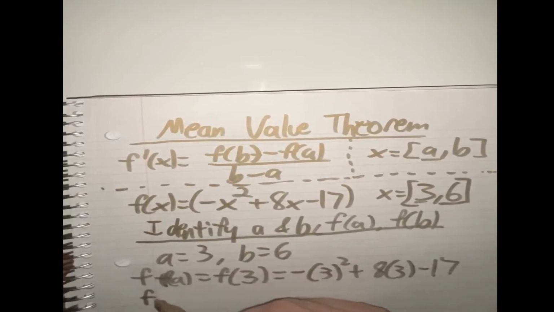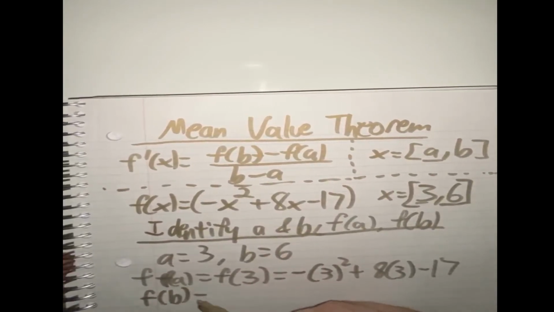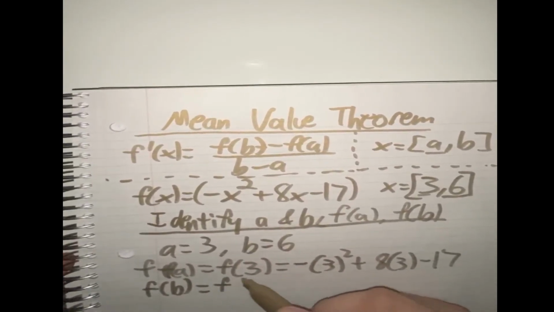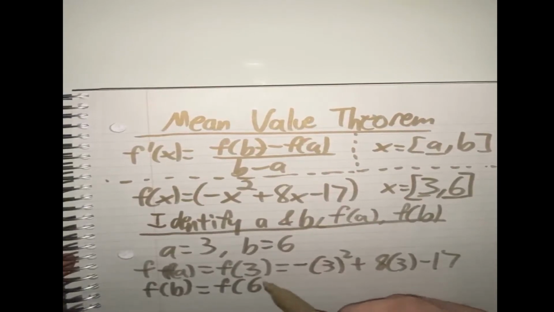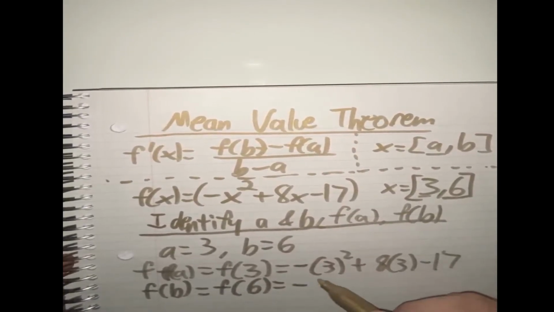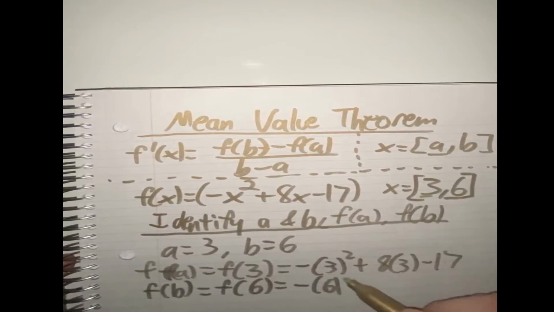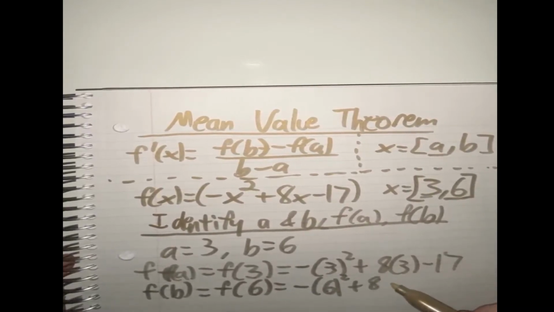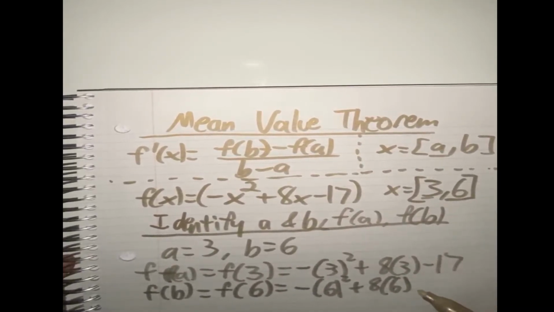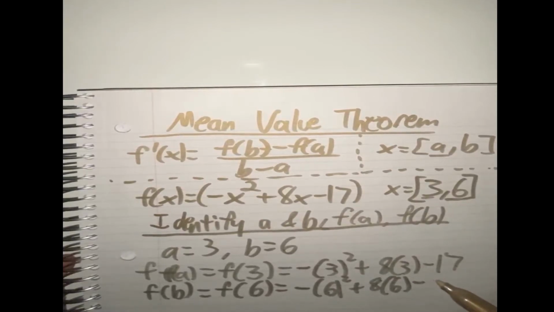And then we do the same thing when we're trying to find f of b. So f of b is equal to f of 6. And then everywhere we see x, we plug in 6. So 6 squared plus 8 times 6 minus 17.